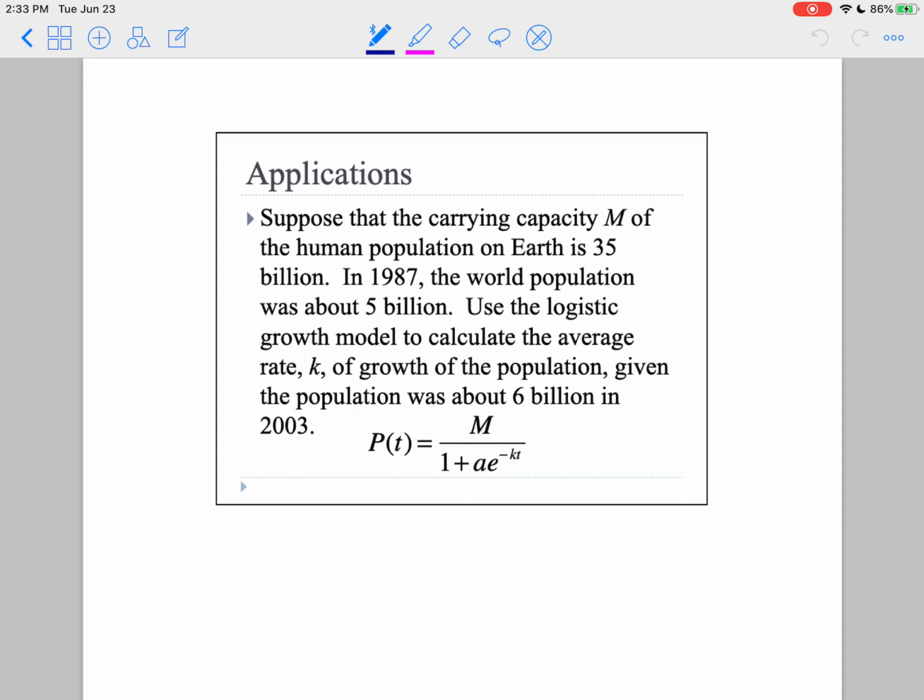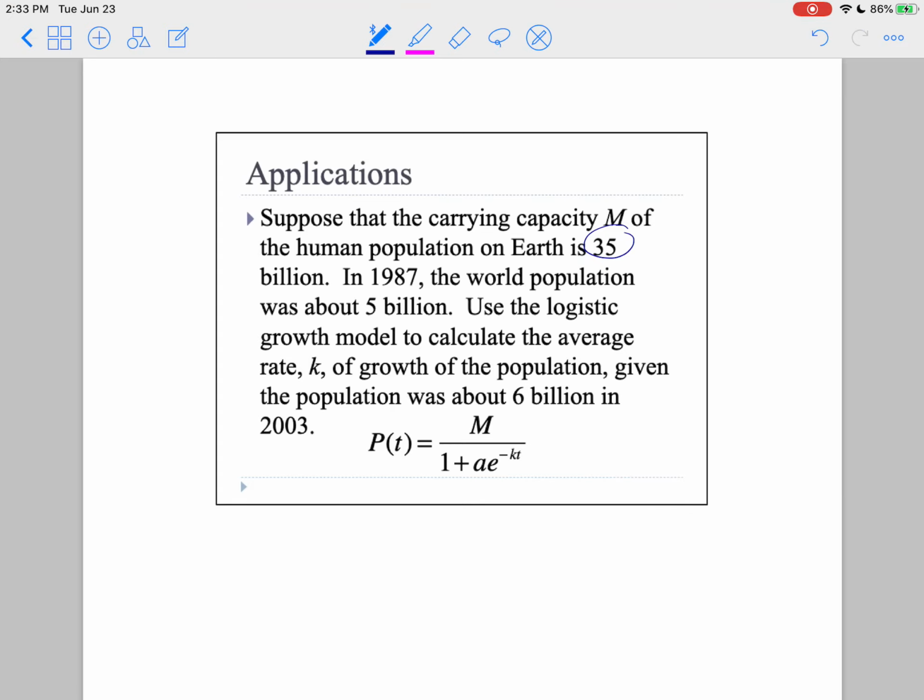So logistic growth, it's similar to exponential growth. So it starts the same way. You get this curve. But what happens is, with logistic growth, it takes into account that there are resources. There's a finite number of resources out there. And so then the curve stops growing exponentially and starts curving back down, approaching some carrying capacity. And in this case, that carrying capacity, M, is 35 billion. So let's say we're here on the curve. Eventually 35 billion, if this model is correct, would be where we top out. Okay.